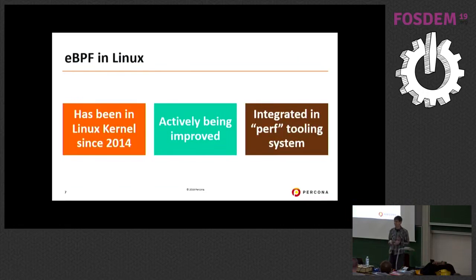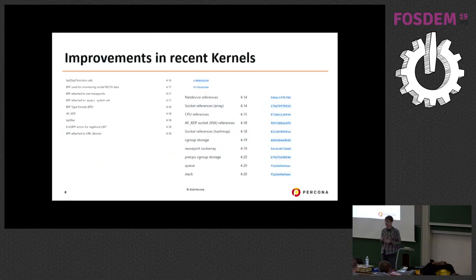eBPF in Linux first appeared in 2014. So it has been out there for quite a while, but it is still being very actively improved. And in recent years, it has also been integrated into the perf tooling, which is this wonderful framework for interactive performance analysis in Linux.